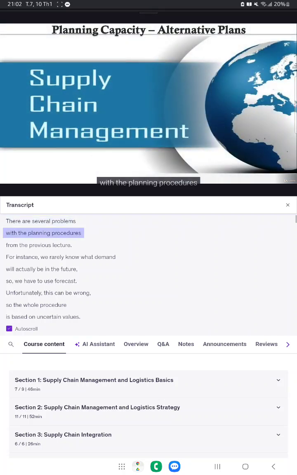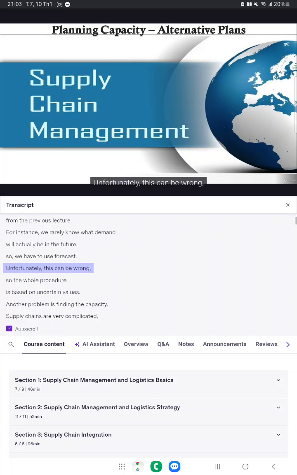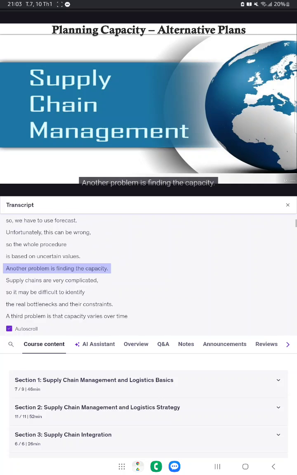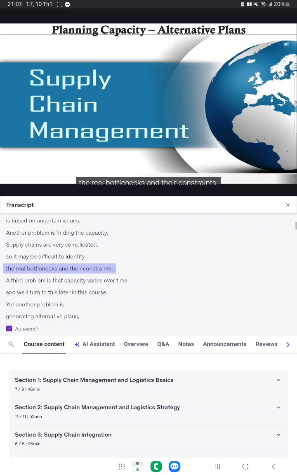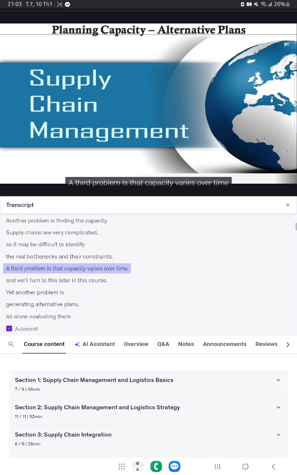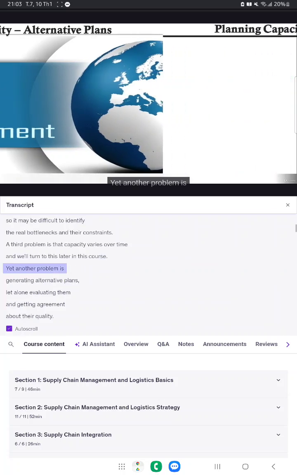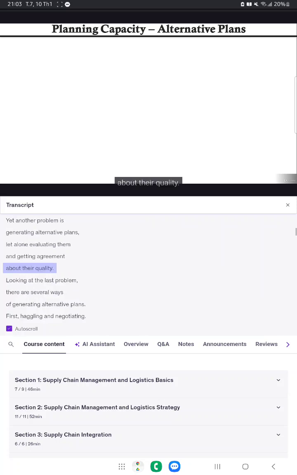There are several problems with the planning procedures from the previous lecture. For instance, we rarely know what demand will actually be in the future, so we have to use forecasts. Unfortunately, these can be wrong, so the whole procedure is based on uncertain values. Another problem is finding the capacity. Supply chains are very complicated, so it may be difficult to identify the real bottlenecks and their constraints. A third problem is that capacity varies over time, and we'll return to this later in this course. Yet another problem is generating alternative plans, let alone evaluating them and getting agreement about their quality.